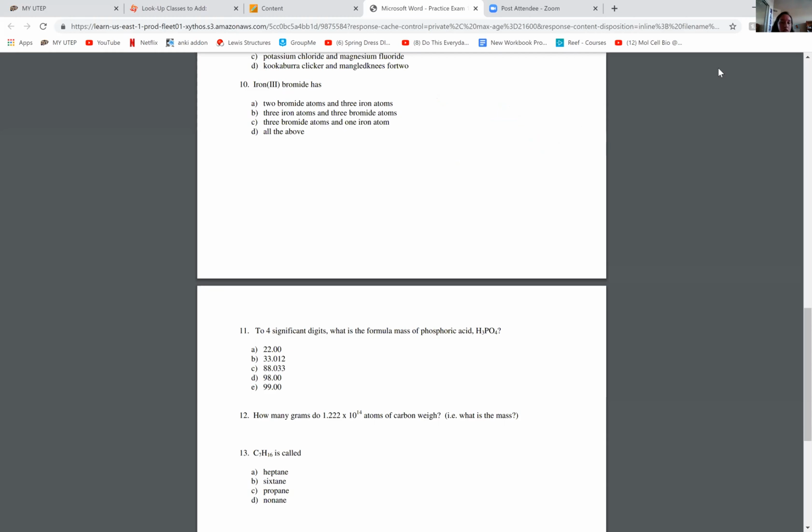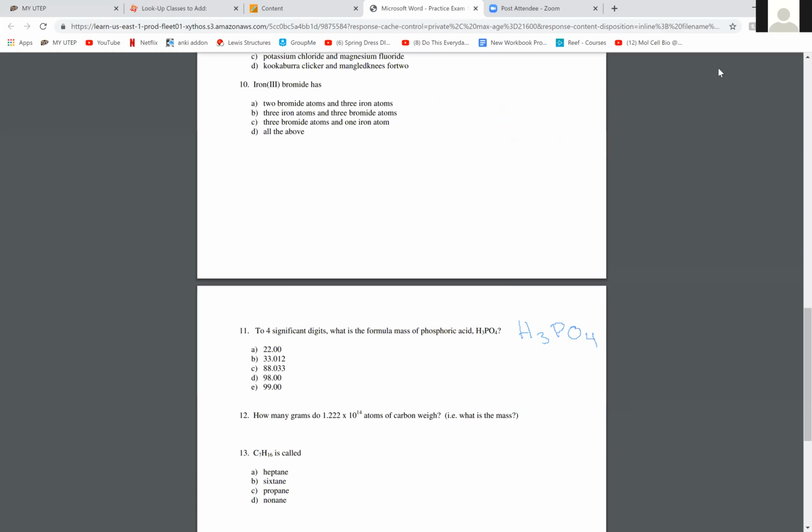Okay, moving on to the next one, we have 4 significant figures. What's the formula mass of phosphoric acid? It gives you our formula here, H3PO4. So what would be our first step in finding our formula mass? Finding the mass of the individual elements.